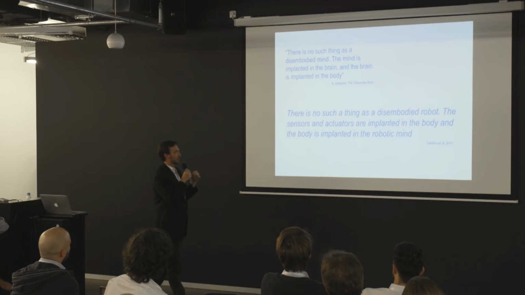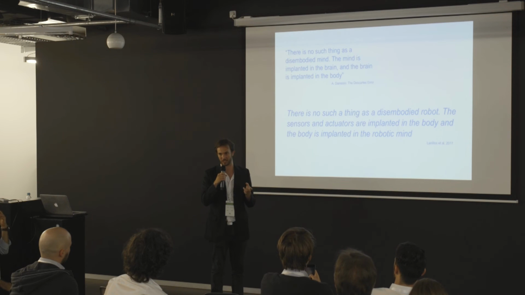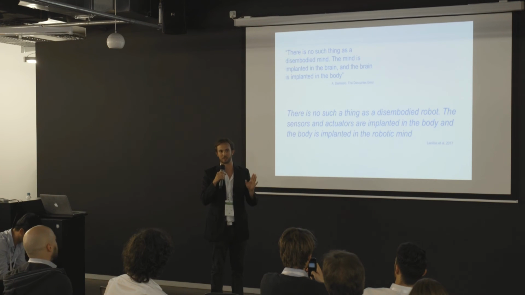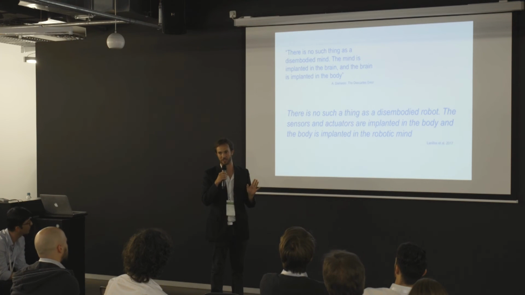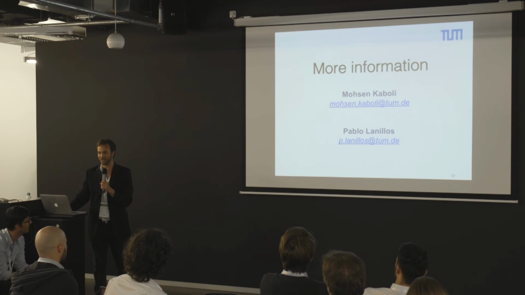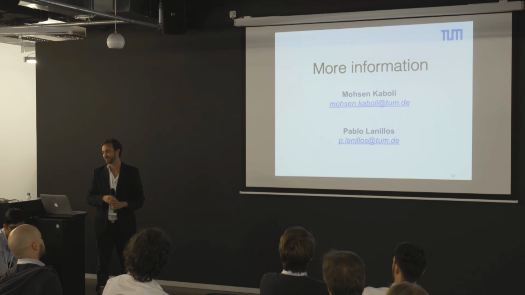There is not just a disembodied robot. We need to use the sensors and the actuators inside the machine learning algorithms, or if not, we will never arrive at real intelligence. That's our thought, and those of us who work in robotics have this really clear, and sometimes people from AI forget about it. With this, I also want to thank Mohsen and the organizers. If you have any questions, thank you very much.